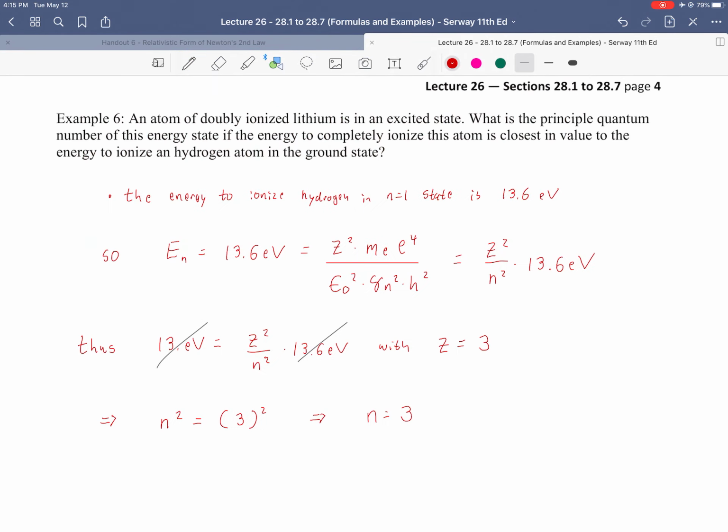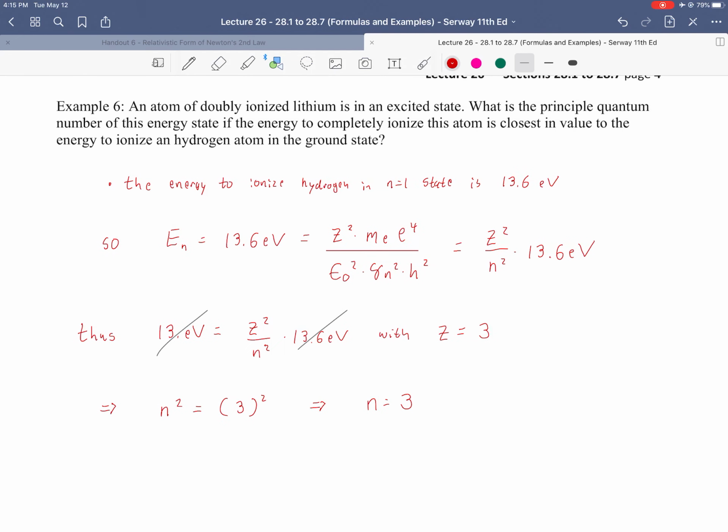All right, so that's our final answer. n equals 3 would be the excited state. Yep, because that's what we were solving for.